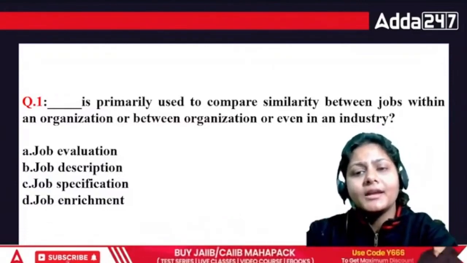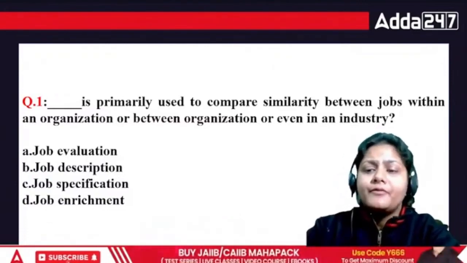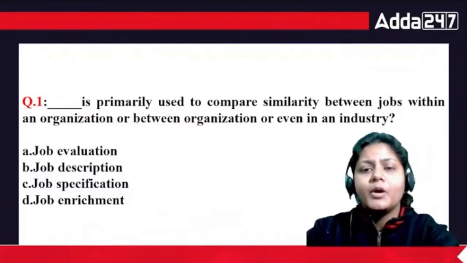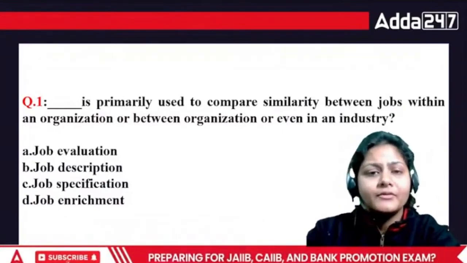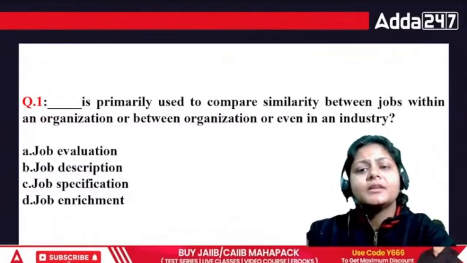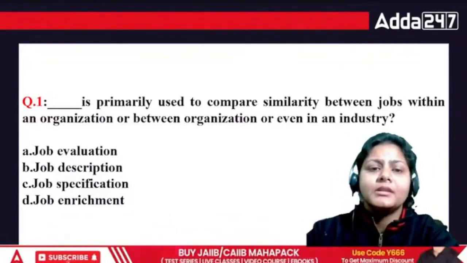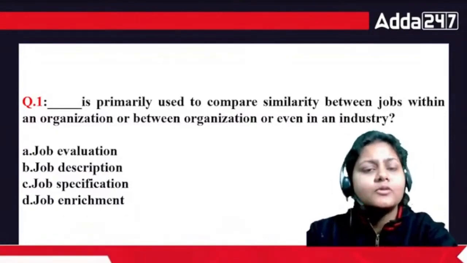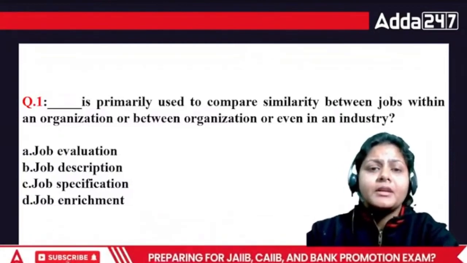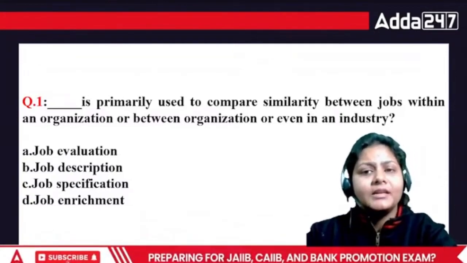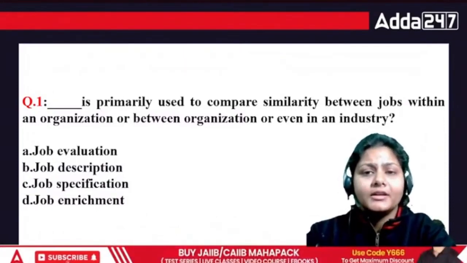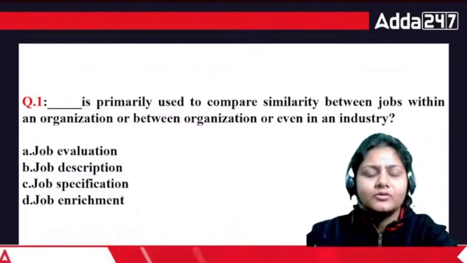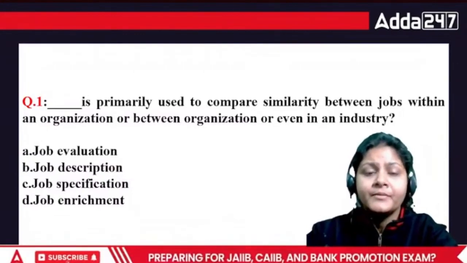Then we have the point ranking method and the factor comparison method. In point ranking we have certain factors, and in the factor comparison method also we have certain factors. So these are the four methods which we normally use in job evaluation. So here the question is, which is primarily used to compare the similarity between jobs within an organization, between organizations, or even in the industry. So the right answer is job evaluation.